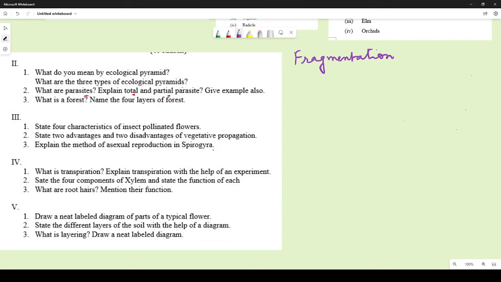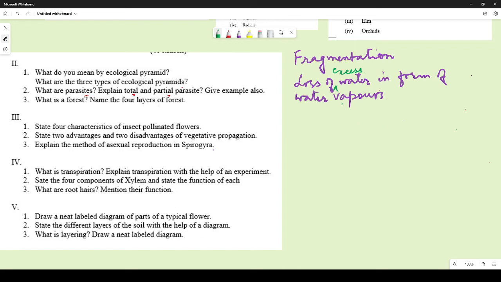Now, what is transpiration? So transpiration is the loss of water in form of water vapors from the plant. Excess water, loss of excess water. Not just the water, but it is excess water, extra water that is there in the form of water vapors.